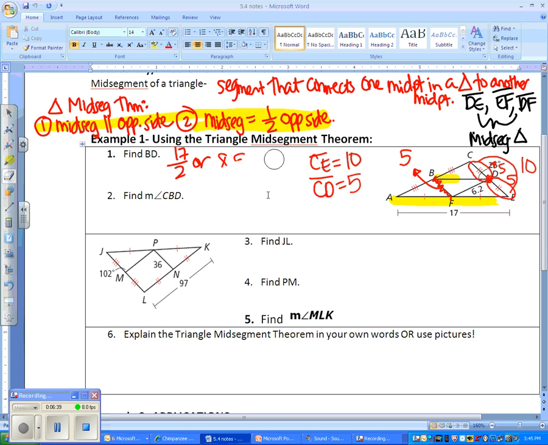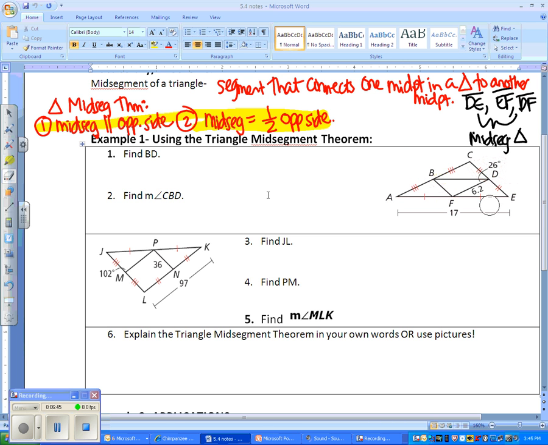The other type of question I could ask you involves angle measures. If you notice number 2, it says find the measure of angle CBD. CBD is right here. Now, for angles, you're going to use this first property, that midsegments are parallel to the opposite side. Sometimes this is hard for people to see, so I'm going to highlight it for you. Notice that this angle touches this side of the triangle, and the only other angle they talked to you about was angle 26, this 26 degrees. Notice that that angle touches this midsegment.